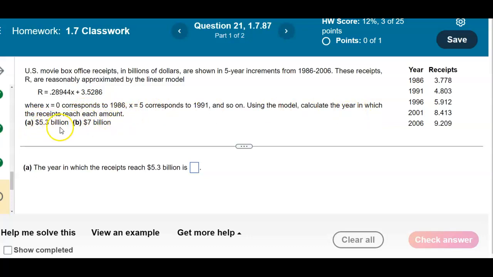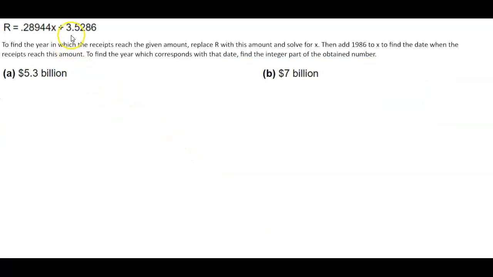For A, it's 5.3 billion. For B, it's 7 billion. So let's go ahead and look at our equation up here. So this is our equation. Now we can also rewrite this as 0.28944x plus 3.5286, which is equal to R. We're going to use that, but you can still use the other form. It's just because the x is on the left side of the equation. It doesn't matter which one you choose to use here.